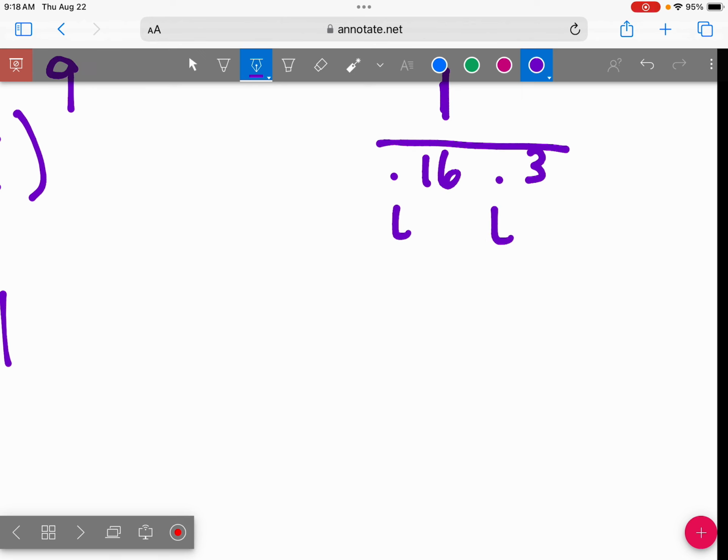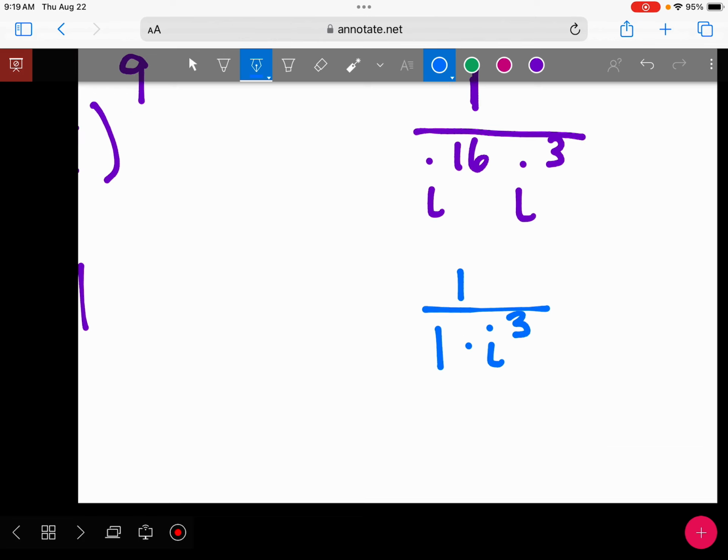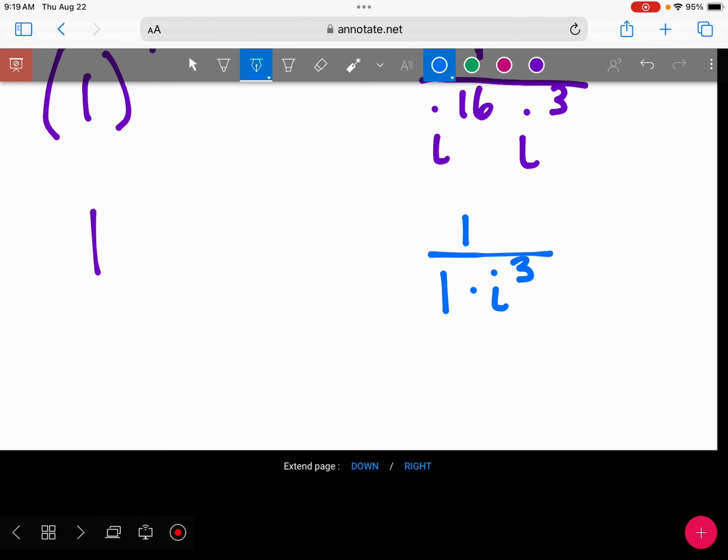So, the i to the 16th, that's i to the 4th to the 4th, which means i to the 16th entirely simplifies down to be what? 1. Times, so 1 times i cubed. What does i cubed simplify down to? Negative 1 times... So we get 1 over negative i.